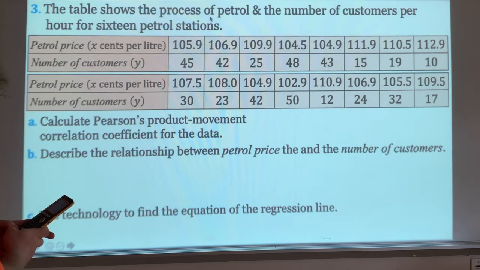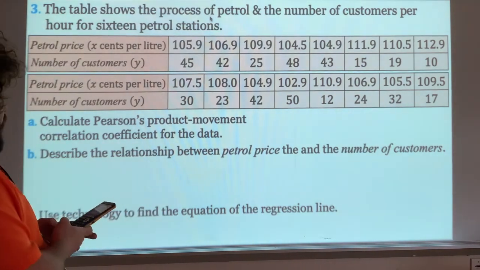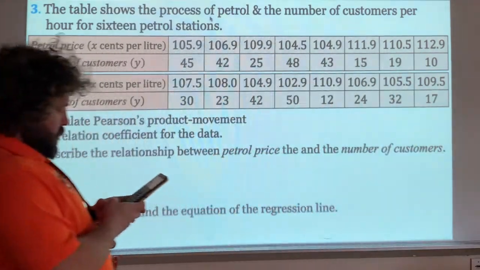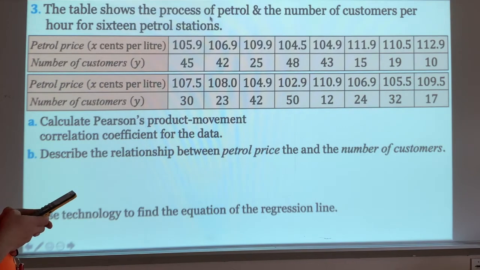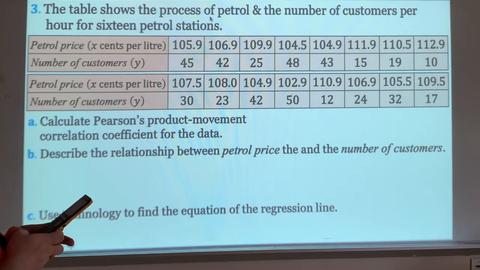104.9, 112.9. And now after you do these, you go right to the next one. It's the same information, 107.5. Not a new graph, nothing. They just ran out of space. 104.9, 102.9, 110.9, 106.9, 105.5, 109.5. All right, so you got 16.